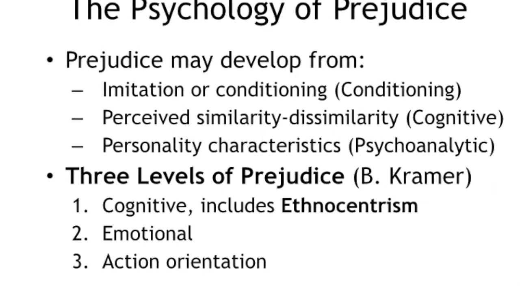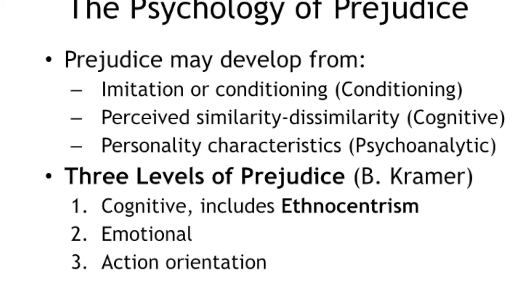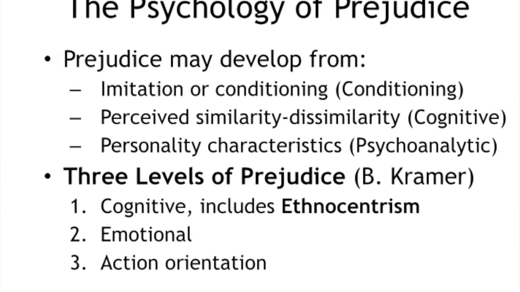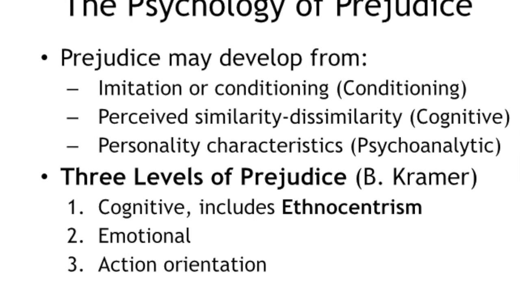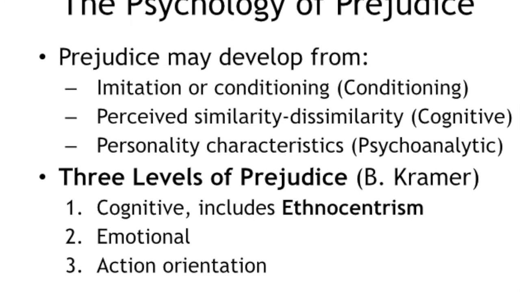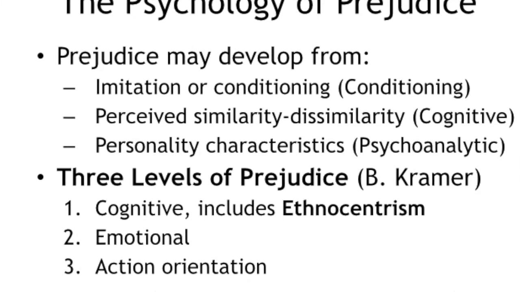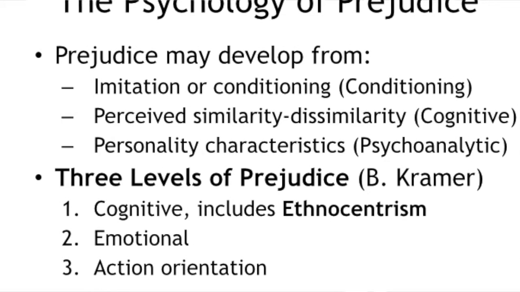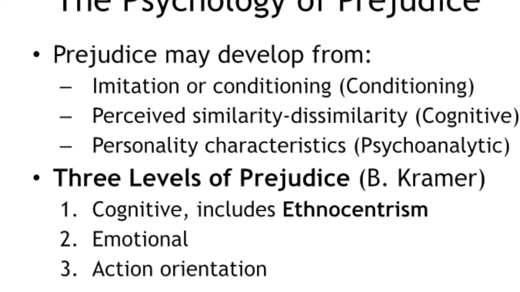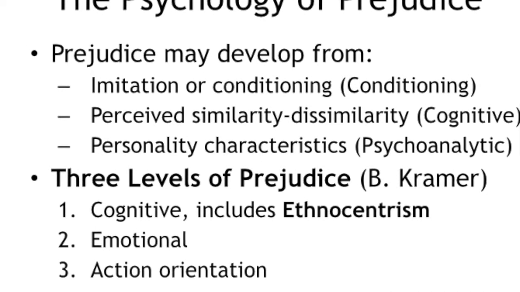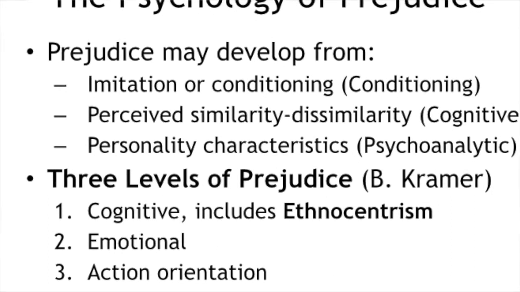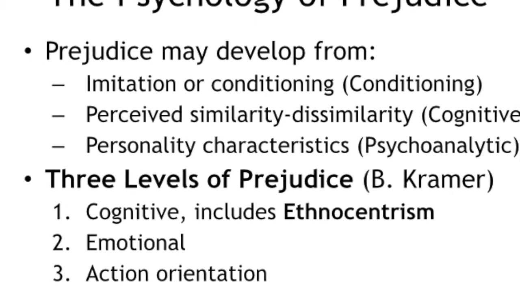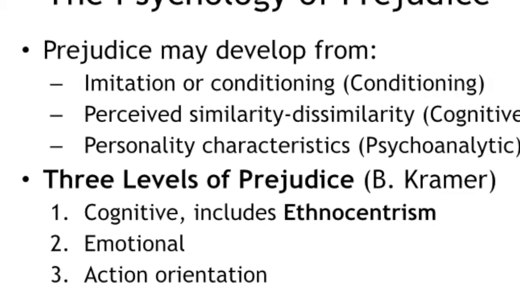When it comes to understanding the mental aspects of prejudice, or at least the psychology part of it, there are three main theories behind that. One is imitation or conditioning, where people learn their prejudices from families. Two is perceived similarity and dissimilarity. That goes into the culture conflict, those we see as outsiders. So that's the cognitive reasoning. And lastly is really the personality aspects. That's the psychoanalytic, and it deals more with some theories that Freud had developed.